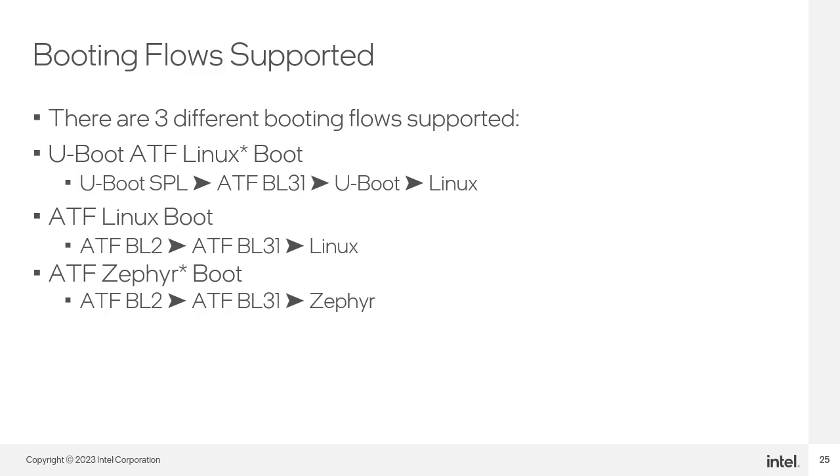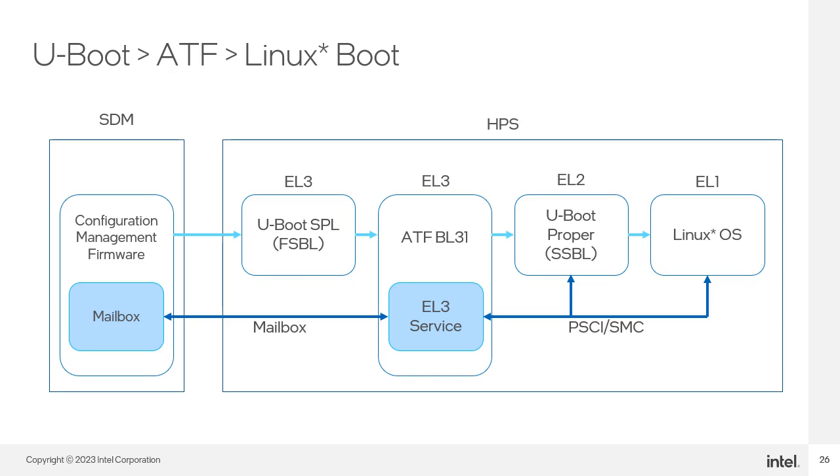Three booting flows are supported, to Linux OS or Zephyr, from U-Boot or ARM Trusted Firmware. The execution levels for ARM Trusted Firmware go from EL3 to EL0, describing the convention recommended when developing with ATF. Low-level firmware is EL3, hypervisor EL2, and EL1 is the operating system. BL31 is the resident runtime firmware.